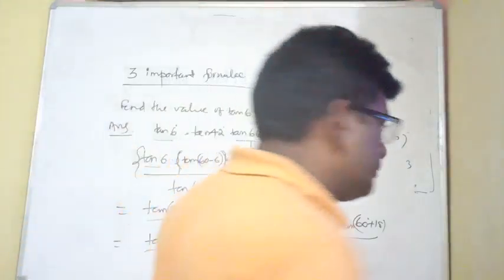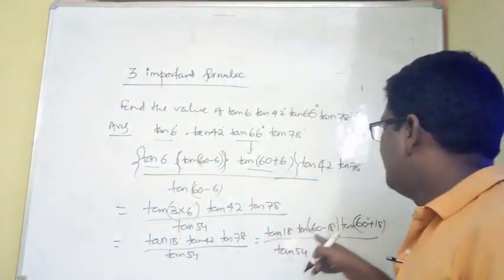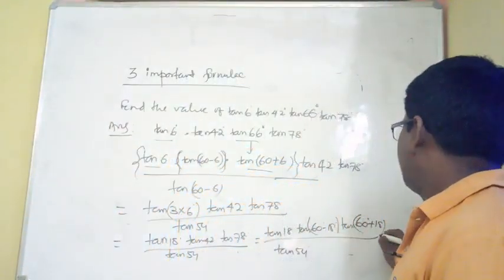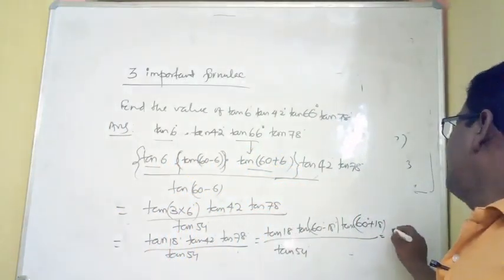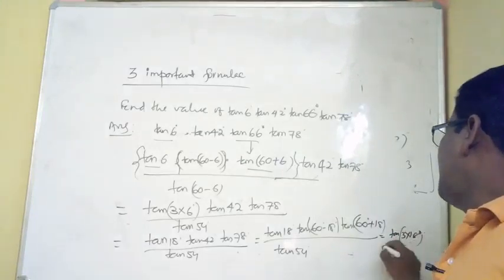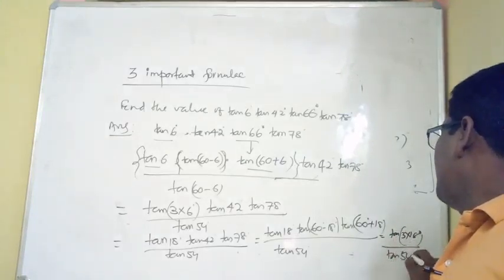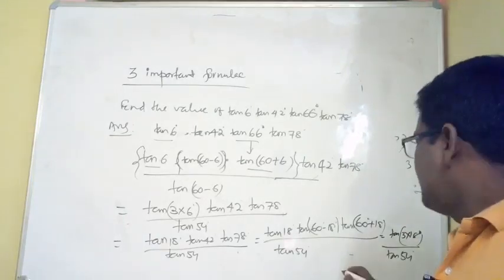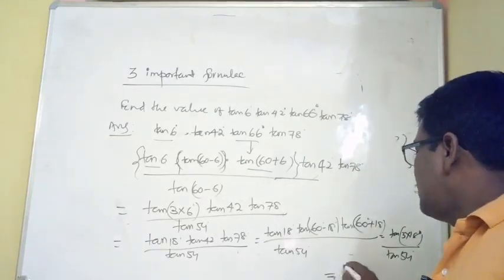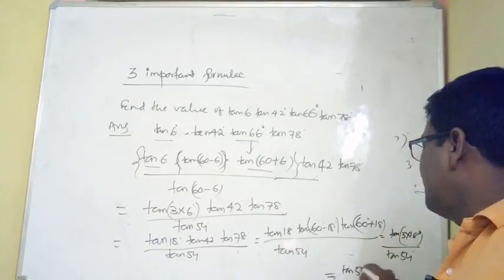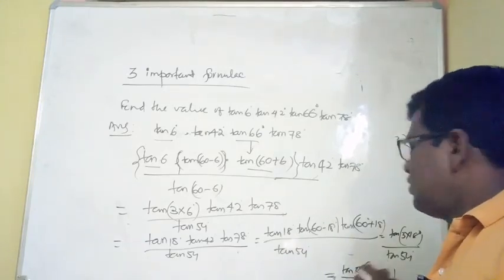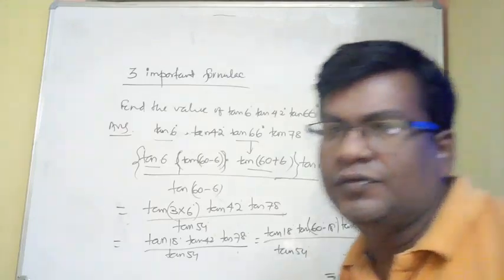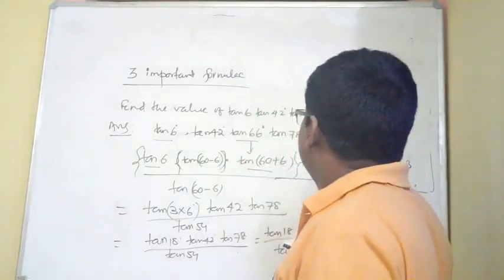Again this is the tan A tan(60° − A) tan(60° + A) formula, which is tan 3A. So tan(3 × 18°) by tan 54°. This is equal to tan 54° by tan 54°, which is equal to 1.